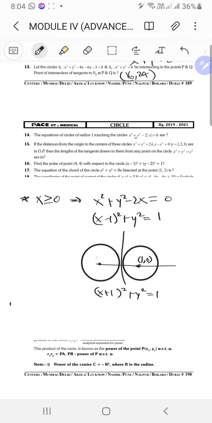Yeah, and this is minus 1 comma 0. Okay, so now we got these two circles, and we want to find the equations of the circle of radius 1 touching both of these circles. Yes, that's correct. Okay, so one of them must be something like this. Okay, and another one must be something like this. So now how do we do this?